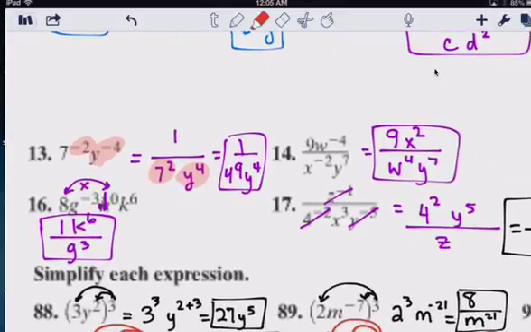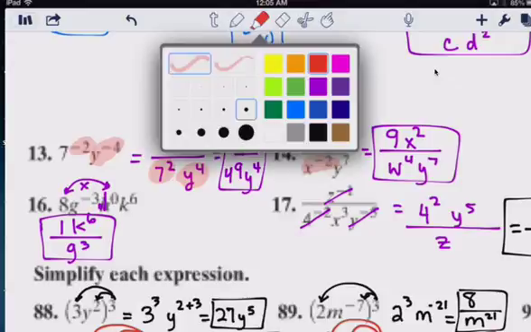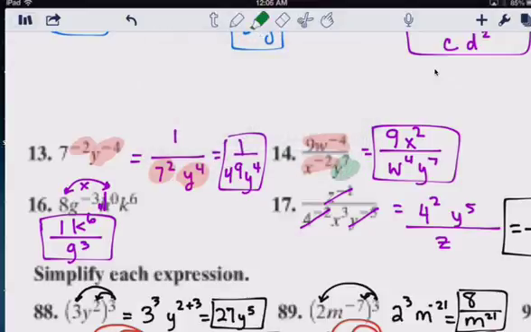Okay. So as you can see, these are negative, it cannot stay. The y is positive, so it stays at the bottom. The 9 is positive, so it stayed at the top. The w's and the x, the x moves up to become positive. The w moved down to become positive exponents.